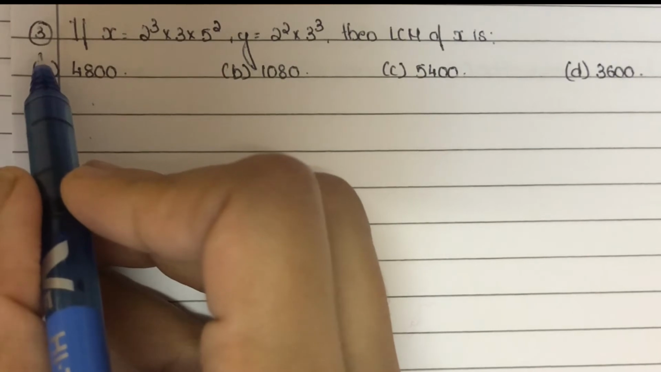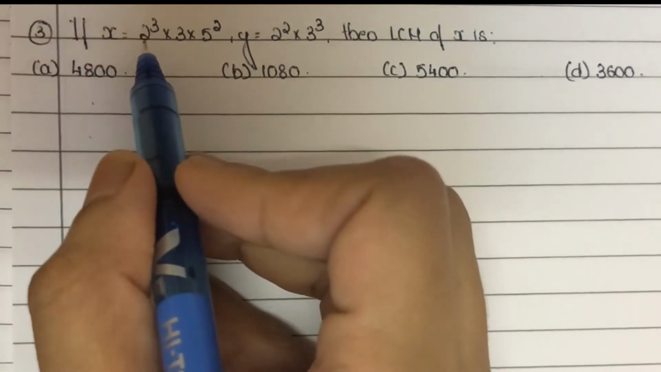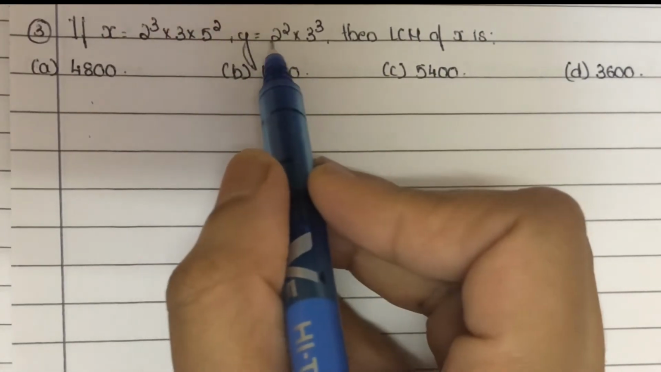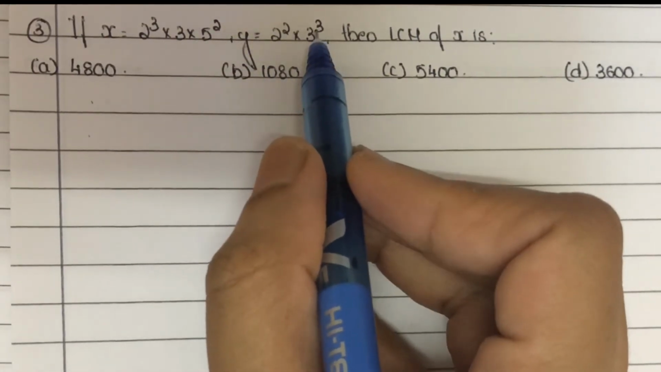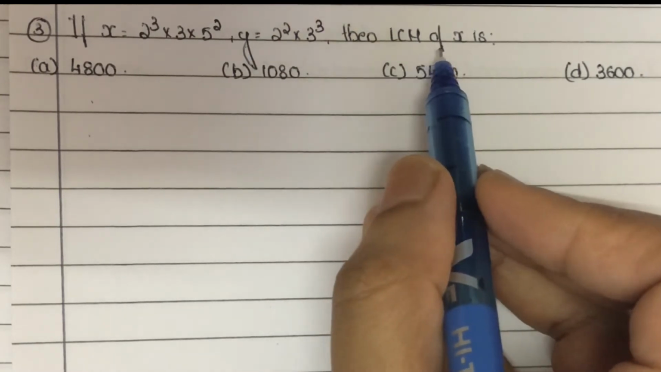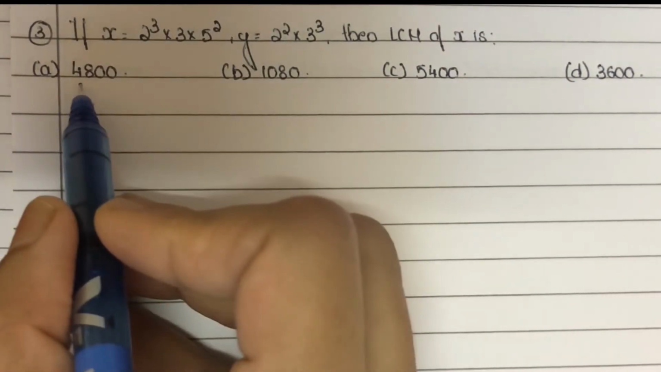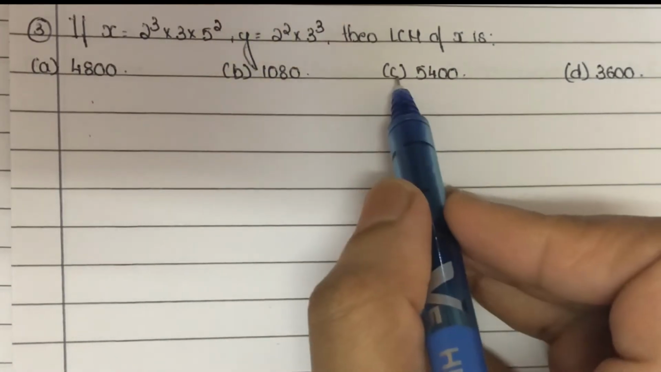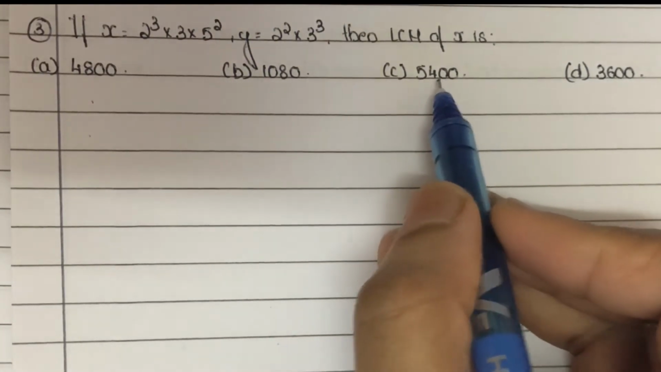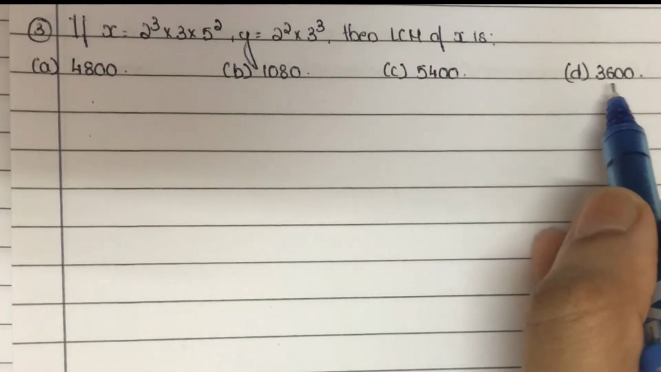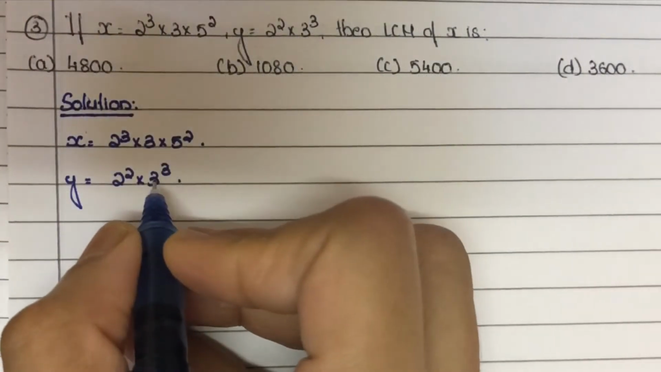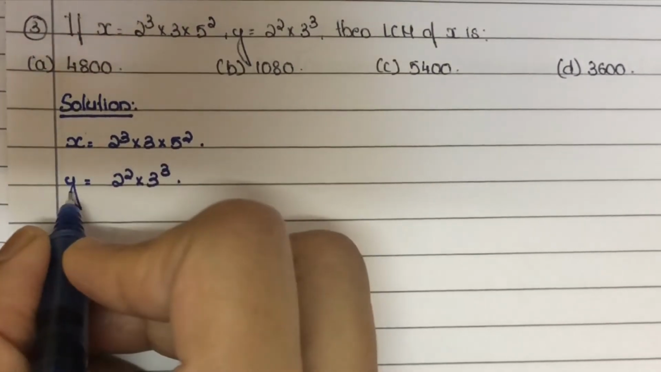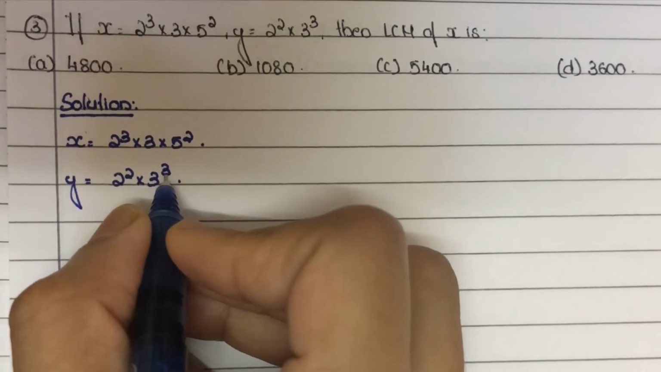Next, question number 3. If x equal to 2 raised to 3 into 3 into 5 raised to 2, y equal to 2 raised to 2 into 3 raised to 3, then LCM of x, y is: option A 4800, option B 1080, option C 5400, option D 3600. Given x equal to 2 raised to 3 into 3 into 5 raised to 2, y equal to 2 raised to 2 into 3 raised to 3.